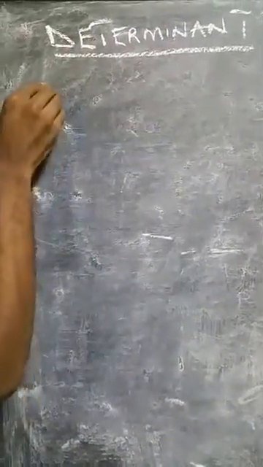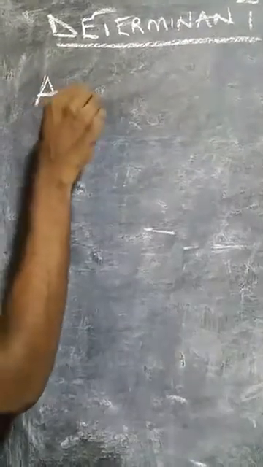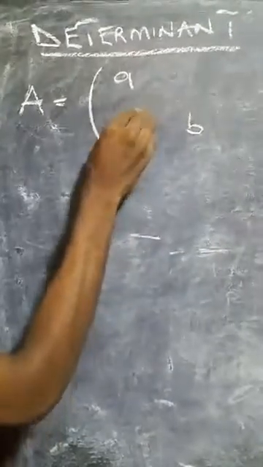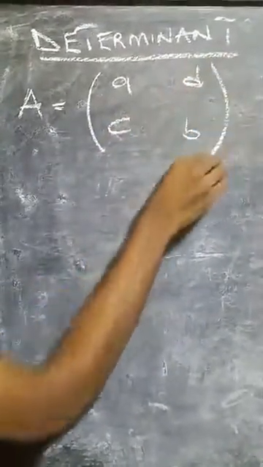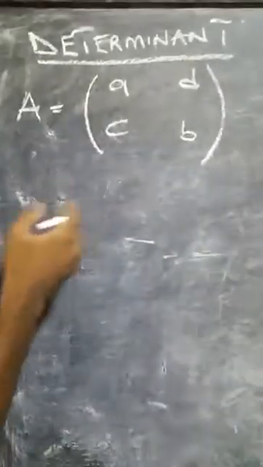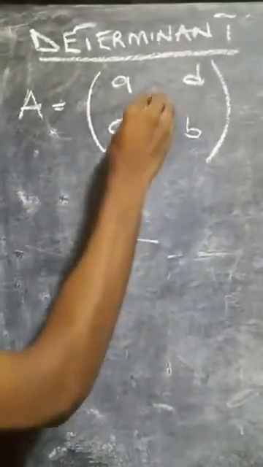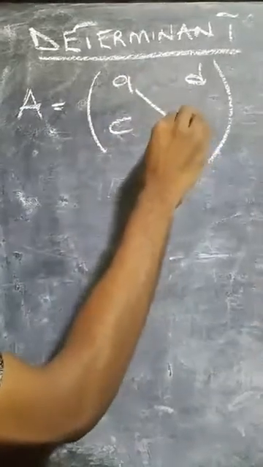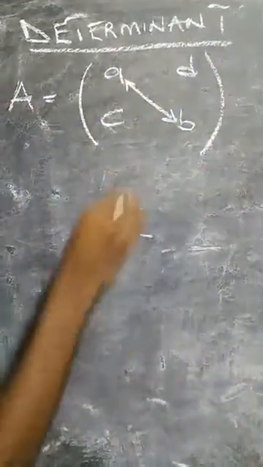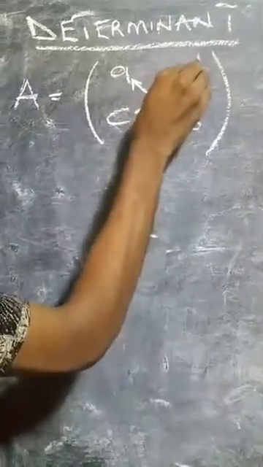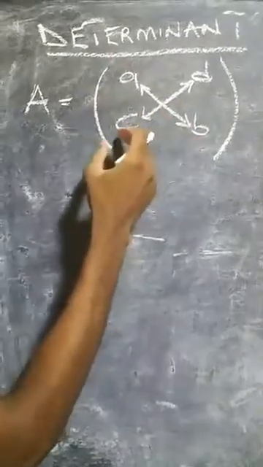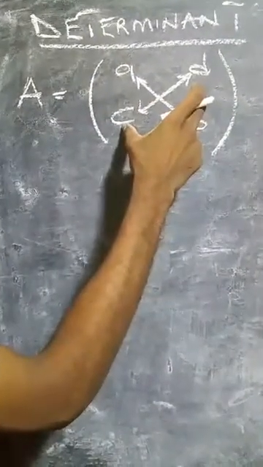If you have, for example, matrix A, which is A, B, C, D, this is what is known as your major diagonal, and this is what is known as your minor diagonal. Your major diagonal and your minor diagonal.